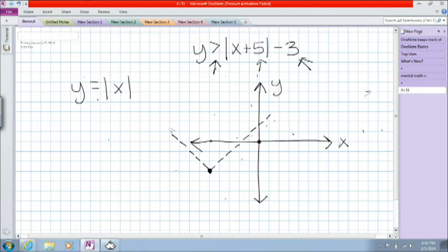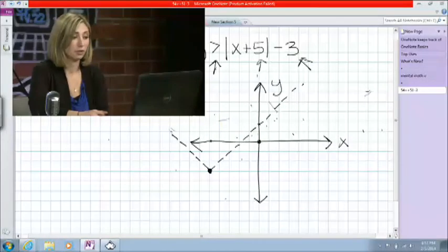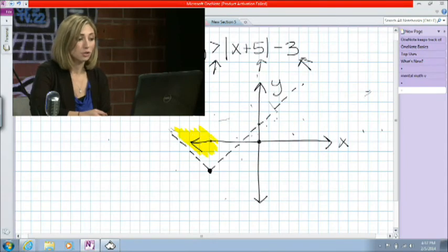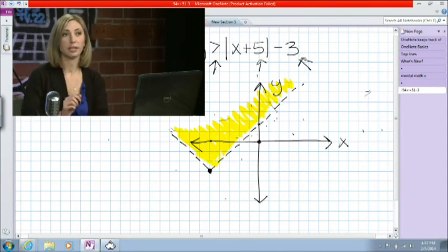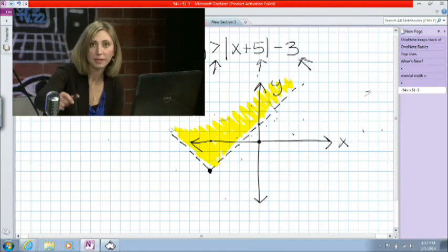Now the last part about this is we have to get our shading down. And so to get our shading down, we look at what is actually greater than or less than. So our y is going to be greater than this boundary line that we just made. And so because of that, we are going to shade above that line. Let's see if I can get this here. So if you cut to my computer screen you can see it. So you would shade above that boundary line because y is going to be greater than this boundary line. So I hope that helps a little bit.